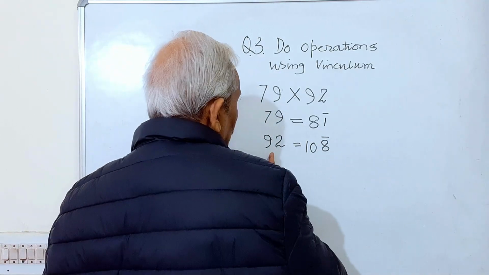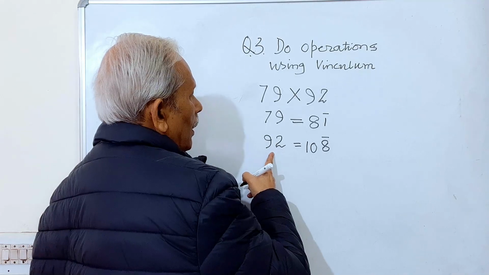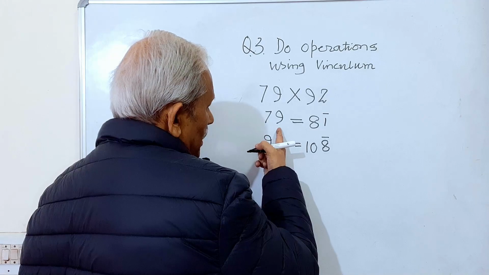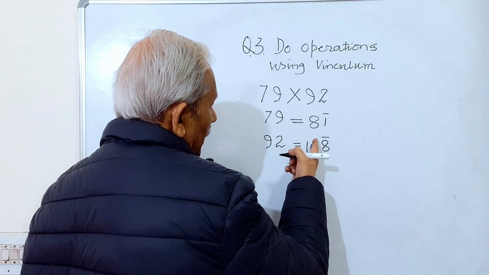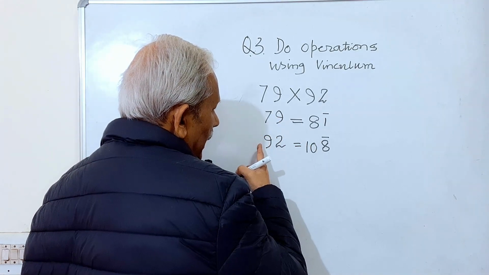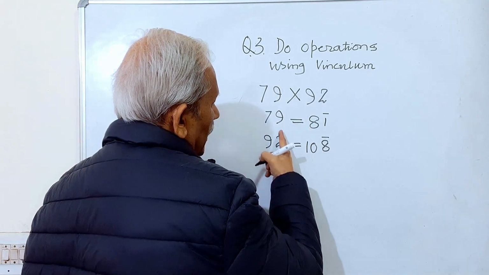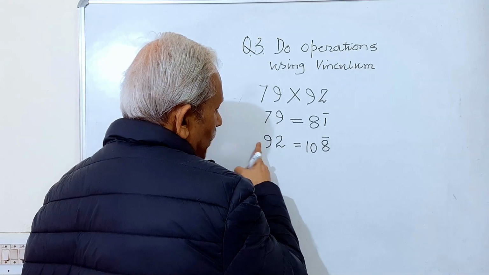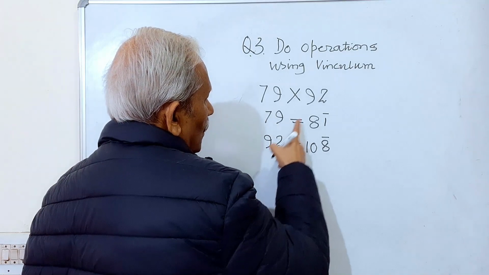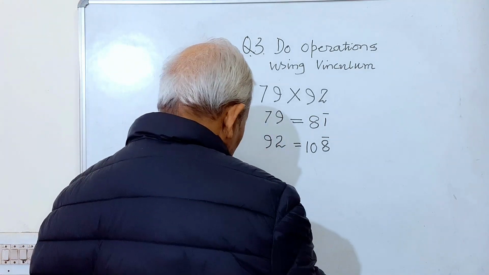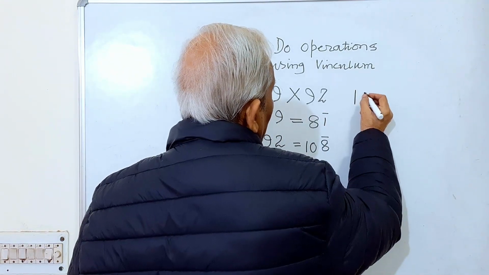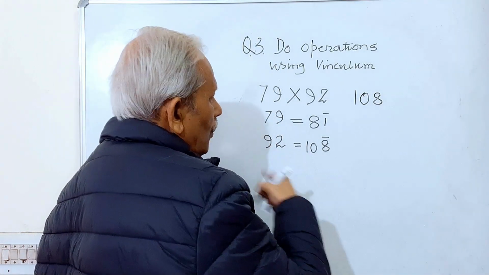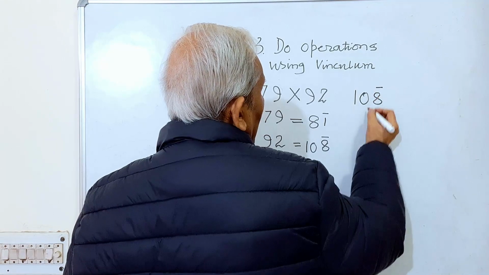I told you that while doing this process of vinculation, converting it to bar number, first number should be subtracted from 10 and then next number should be increased by 1. So it becomes 10. 10 minus 2 is 8. And then 9 is increased by 1. It makes 10. So this is the thing. Now you have to multiply this. 108 bar. We are just trying to see that while operating with bar numbers, how can we do it? What are the changes? 8, 1 bar.